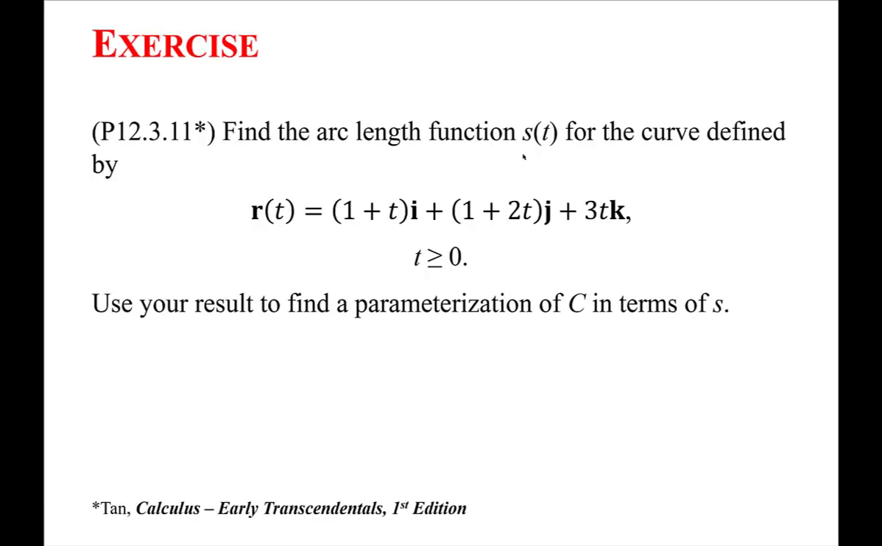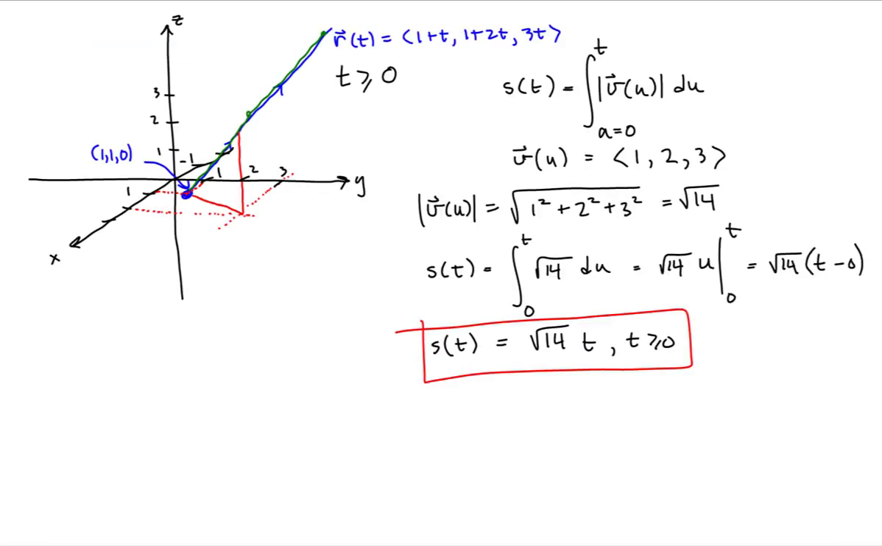So the last part of this problem says, use your result to find a parameterization of C in terms of the arc length S. So in other words, they want us to find R, the position vector function, as a function of S, which is a function of t. So that's the goal. Find R as a function of S. Currently, we have R as a function of t because that position vector is given as 1 plus t for the x component, 1 plus 2t for the y component, 3t for the z component.